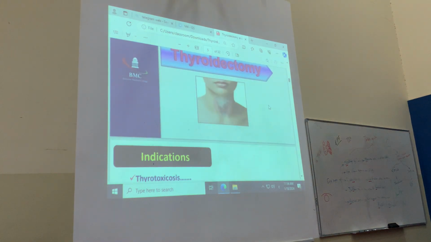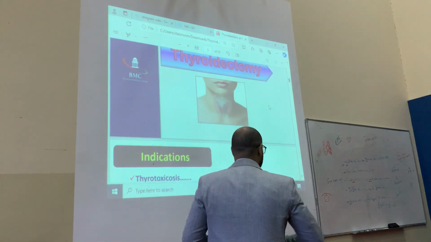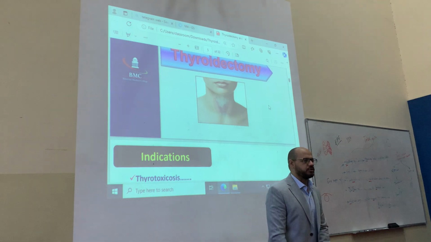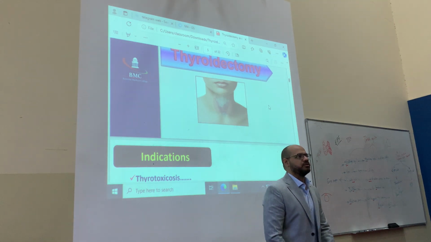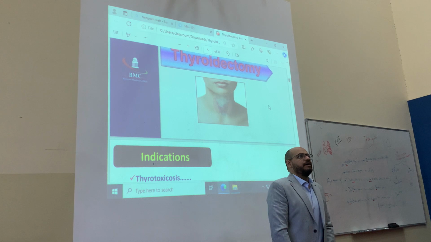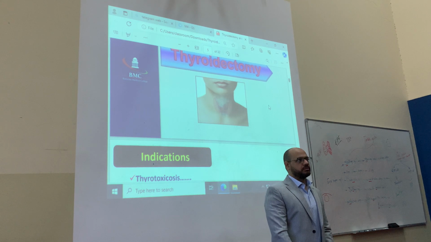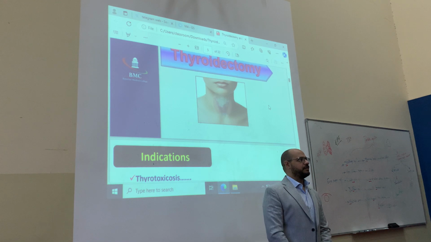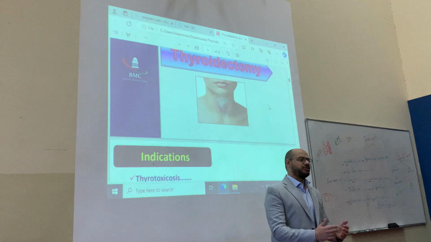Let's talk about thyroidectomy. What are the different indications to perform thyroidectomy? Let's revise the different diseases that you know of the thyroid. For example, simple goiter. Is it an indication for thyroidectomy? No. Why? One of the options. What is the treatment of simple goiter?